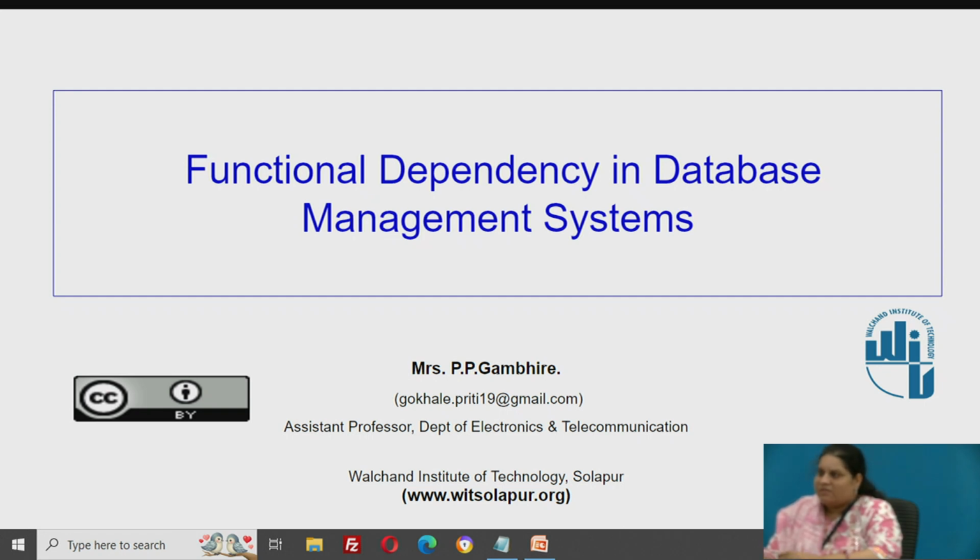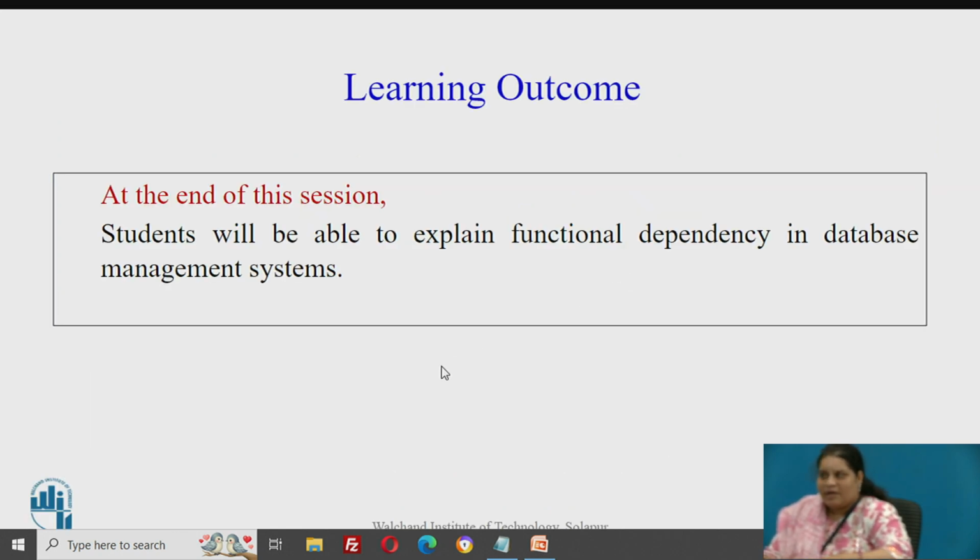So we will see details about functional dependency in database management system, because it is required for the main concept of the DBMS, that is, we can say, the heart of DBMS: normalization. Before going to see normalization in detail, we will first come to know what is functional dependency in database management system. At the end of this session, students will be able to explain functional dependency in database management system.